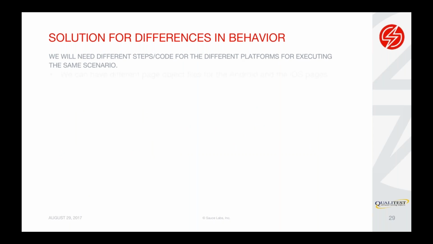Solution for differences in behavior. We can have different page object files for the Android and iOS pages. With this, we have the solution for both issue 1, since we have separate page object files for Android and iOS, and issue 2, since separate page object files can have different implementation of the same interface method used in the test.